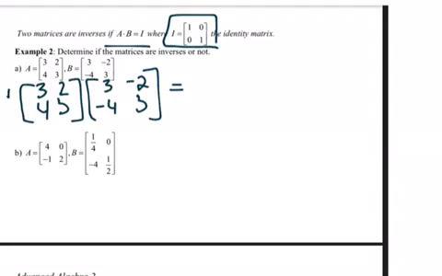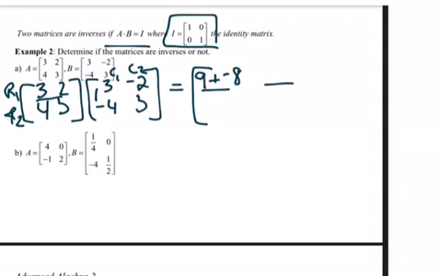So remember, we use the rows in the first one and the columns in the second one. So to find my row 1, column 1 space, I'm going to use row 1, column 1. So I'm going to do 3 times 3 is 9, plus 2 times -4 is -8. Okay. If I move over to the first row, second column, I'm going to use the first row again, but use the second column. So I have 3 times -2 is -6, and 2 times 3 is 6.